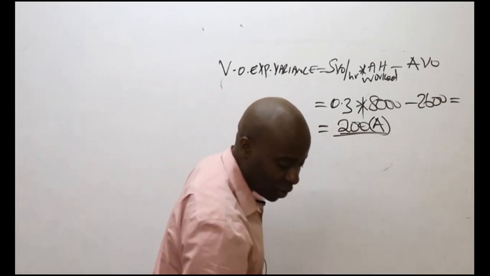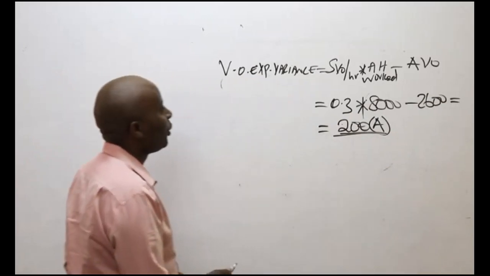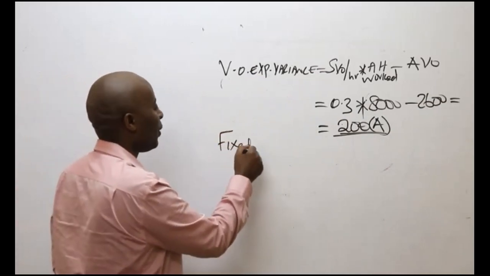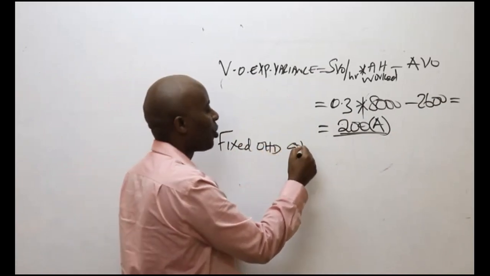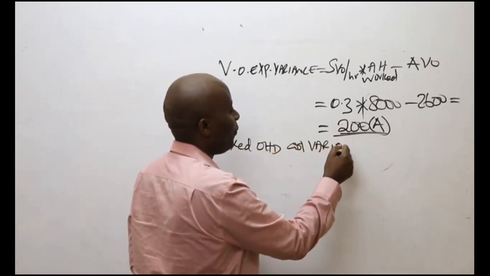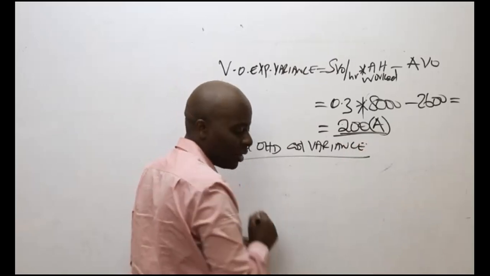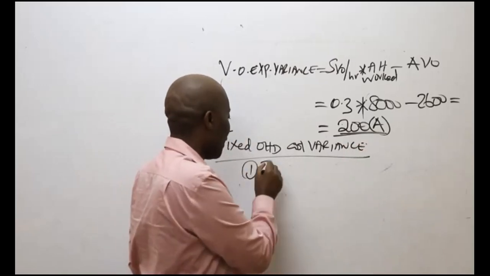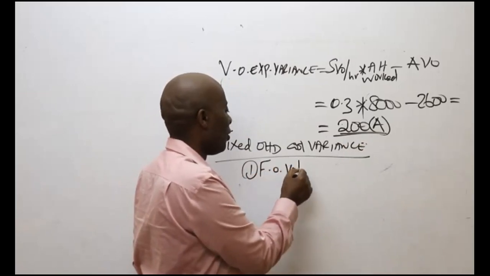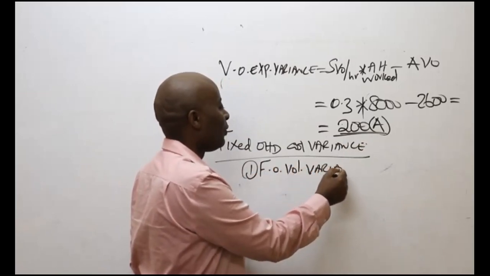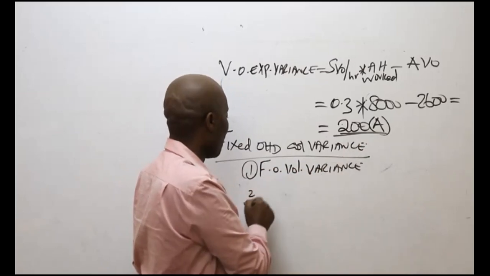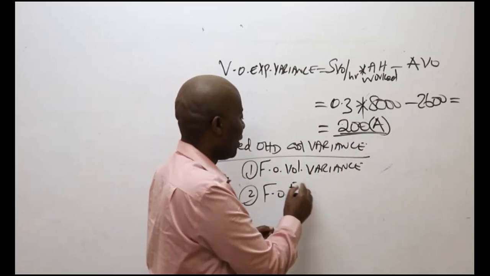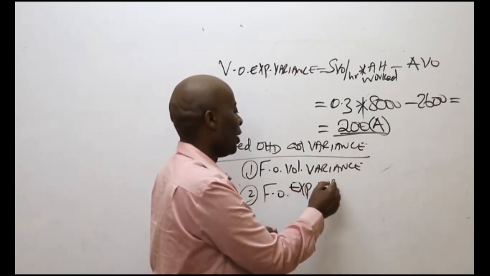Now, from there, ladies and gentlemen, let's go straight away to the fixed overheads. Fixed overhead cost variance, what do we have there? We have two things. Number one, we have the fixed overhead volume variance. And then number two, we have the fixed overhead expenditure variance.